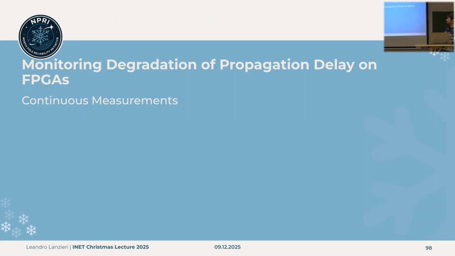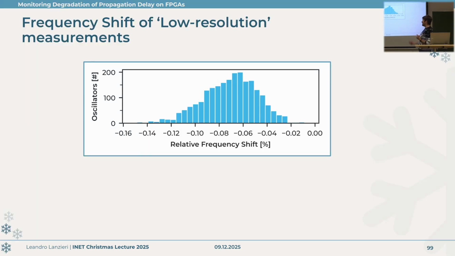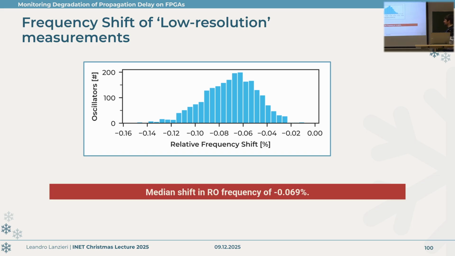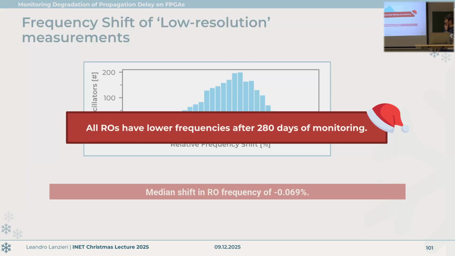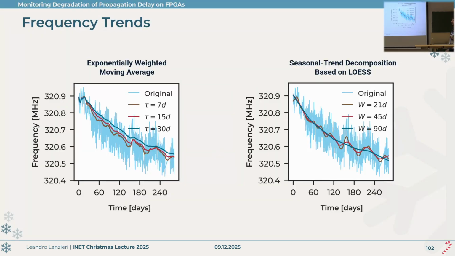So now we move to the continuous monitoring, which is measurements every 2 hours on all the devices. If we look at the relative frequency shift of the ring oscillators over all this time, we can see that the median is negative, at 0.069%. This is the distribution of all of them. After these 280 days, basically all of them are slower. That's a good finding.